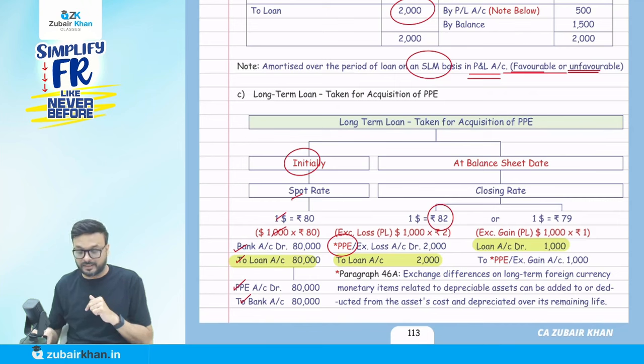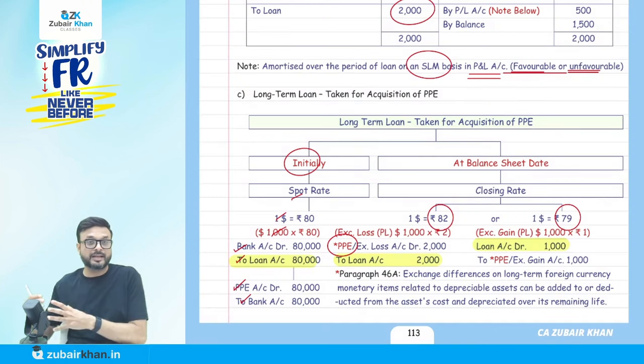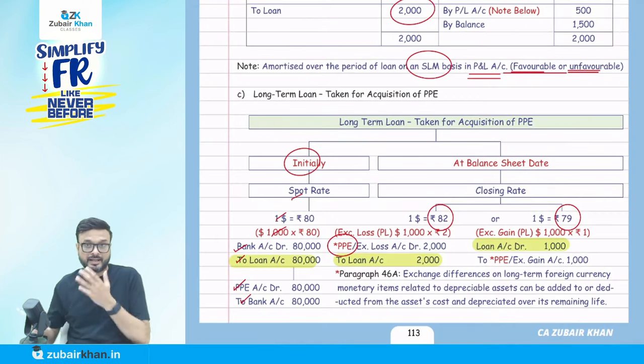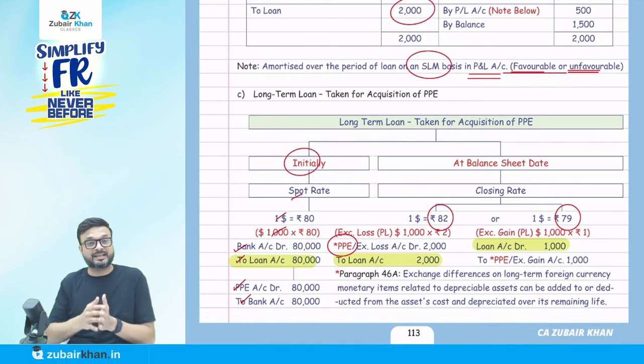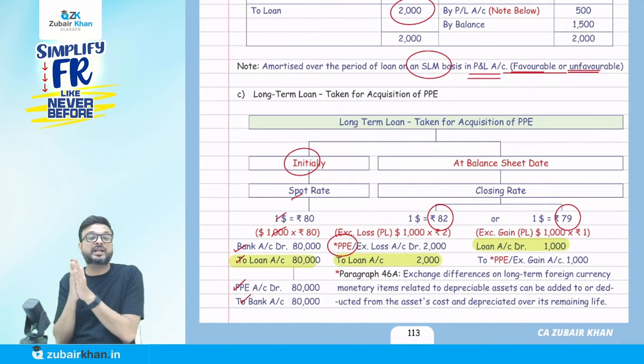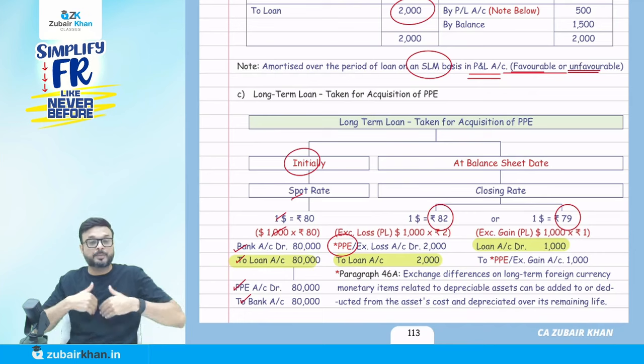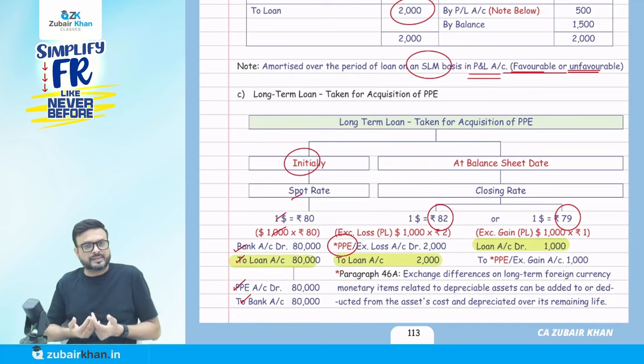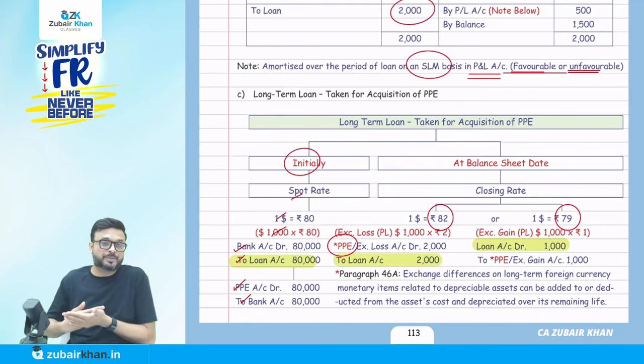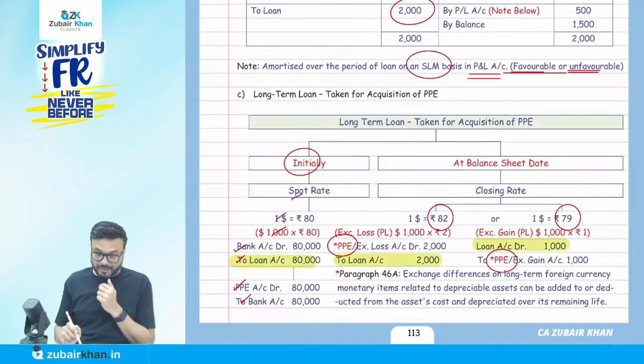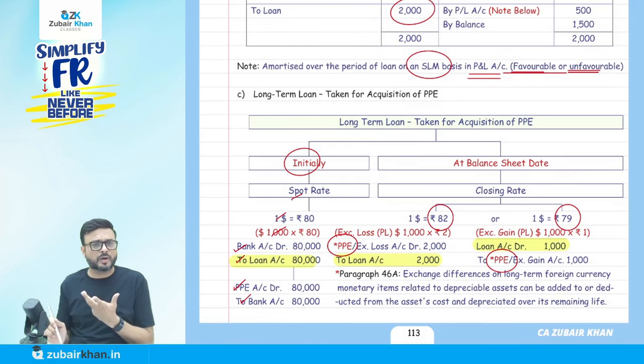Or suppose on the balance sheet date, the exchange rate is 79. What is going to happen when the exchange rate is 79? Initially I was liable to pay 80,000. Now I am liable to pay 79,000. I have a gain here. So we'll say the gain, take it to the P&L account. Yes, we can take it to the P&L account. But they give us the option again to adjust it in the PPE account. So here I am debiting PPE, here I am crediting PPE. If the debit side is a loss, it will be debited to PPE.